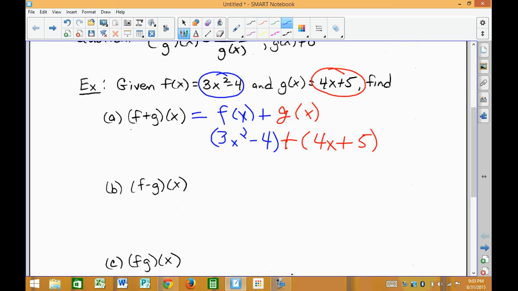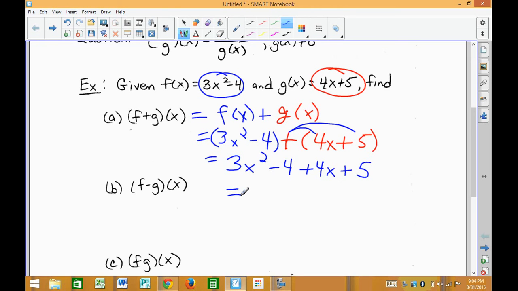Okay, so for addition, it doesn't really make a difference when you add something. So the parentheses here can be dropped for f of x. So you have 3x squared minus 4. And when you're adding both things, so it's plus 4x plus 5. The 5 does not really change how 4x and 5 is added.